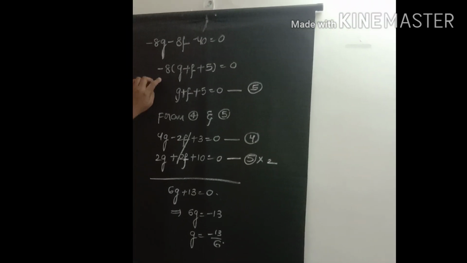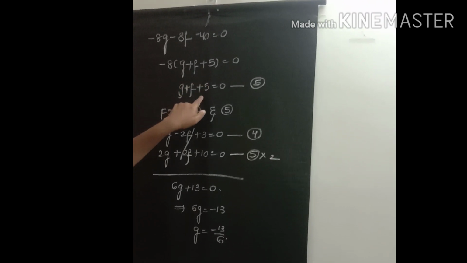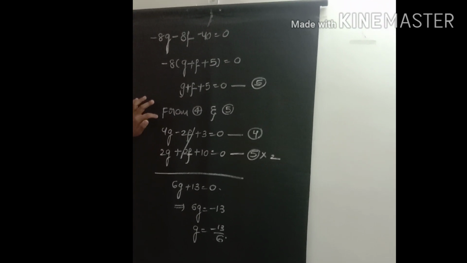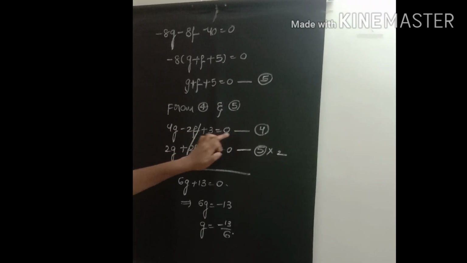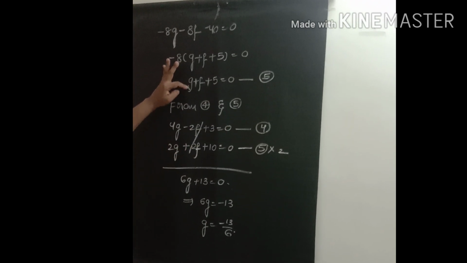Taking minus 8 common, minus 8 into g plus f plus 5 is equal to 0. Dividing by minus 8, that is g plus f plus 5 is equal to 0. This is equation 5. Now from 4 and 5, we are solving the equations 4 and 5. So taking the fourth equation, 4g minus 2f plus 3 is equal to 0, and this is the fifth equation.